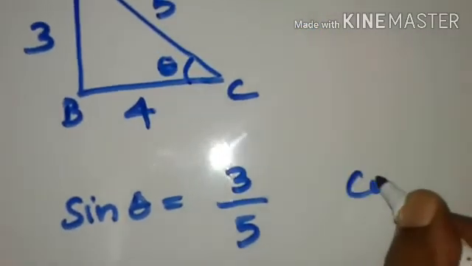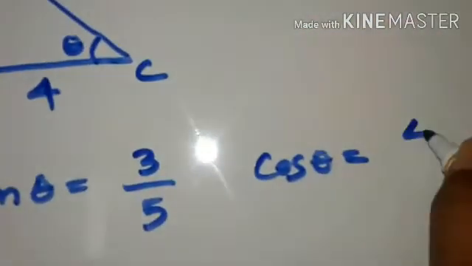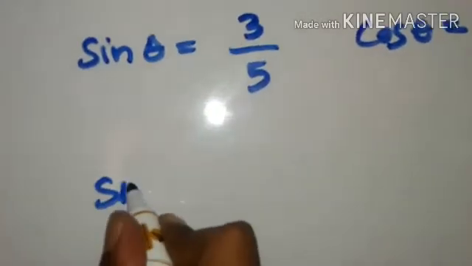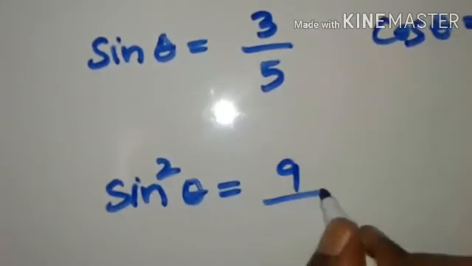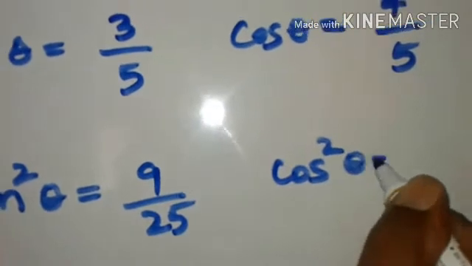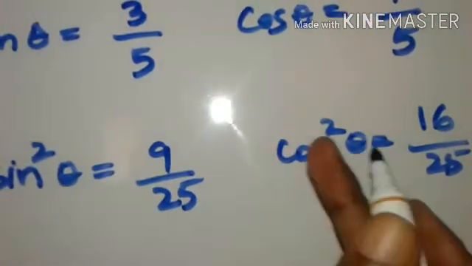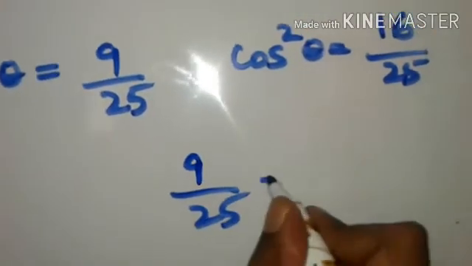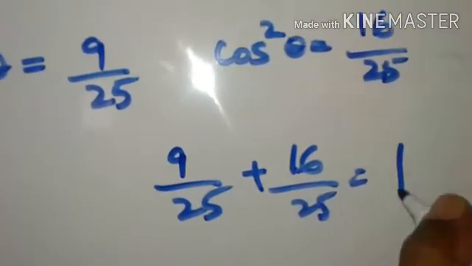How about cos theta? Adjacent side by hypotenuse, so that is 4 by 5. So what is sine square theta? That is 9 by 25. How about cos square theta? 16 by 25. So what is sine square theta plus cos square theta? When I add this, I will get 9 by 25 plus 16 by 25. That is 25 by 25, that is 1.